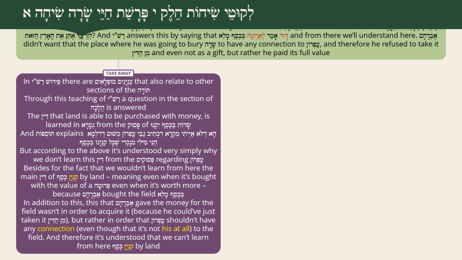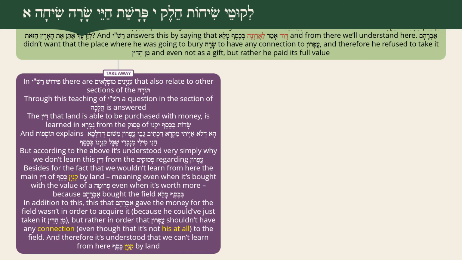Because Avraham bought the field bekesef maleh, for the full value. So except for this point, that we wouldn't learn out the kinyan of kesef, that money affects the transaction even if the money does not equal the value of the land. In addition to this, that Avraham gave the money for the field, it wasn't in order to acquire it, because he could have just taken it as a gift. He wasn't doing it in order to acquire and get ownership. So we can't learn about kinyan.